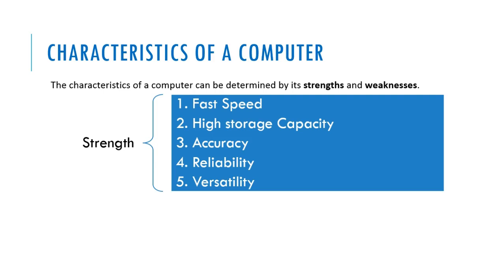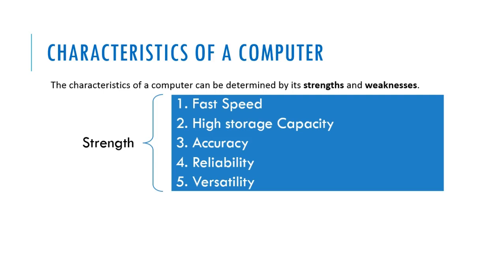Second is high storage capacity. The computer can store a large amount of information in a very small space. We can consider the example of the CD-ROM. A CD-ROM has a diameter of around 4.7 inch but can store 33 volumes of the Encyclopedia Britannica.